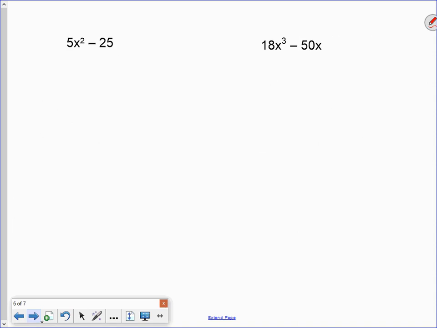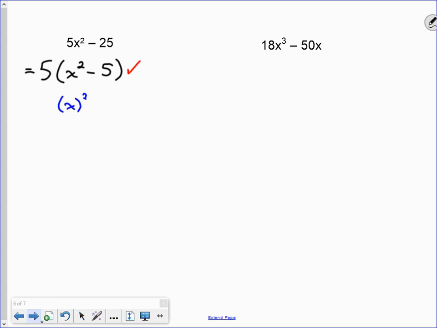Our last two examples here. 5x squared minus 25. This looks like it might be a difference of squares, but we should always common factor first. So I'm going to factor out a 5, which is common to both the 5 and the 25. x squared minus 5. And now, is the thing in the brackets a difference of squares? No, it is not, because although the x squared is a perfect square, the 5 is not a perfect square. So this one, we can't actually go any further, and we just have to leave it like that.